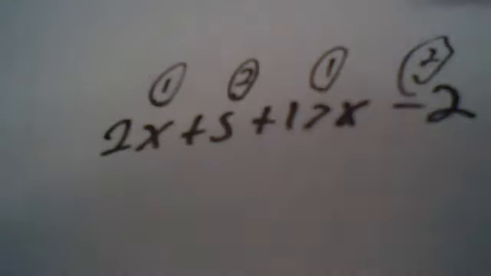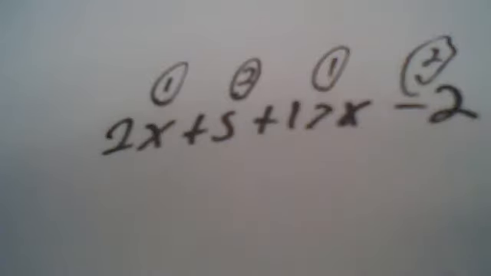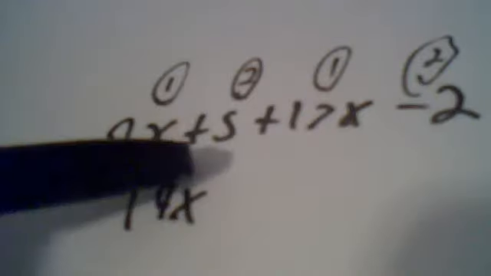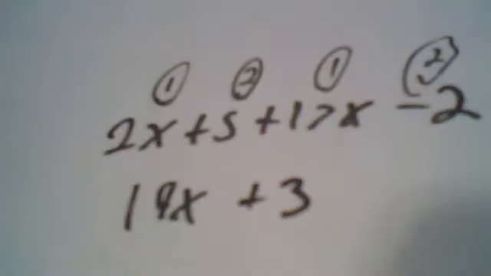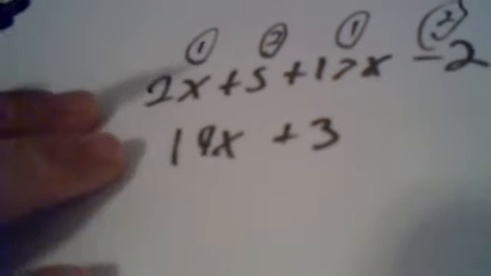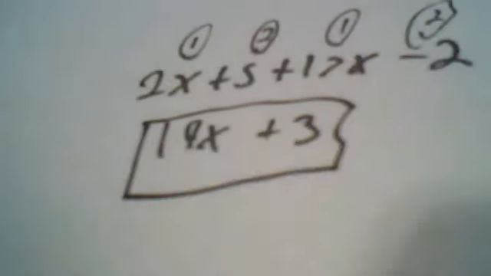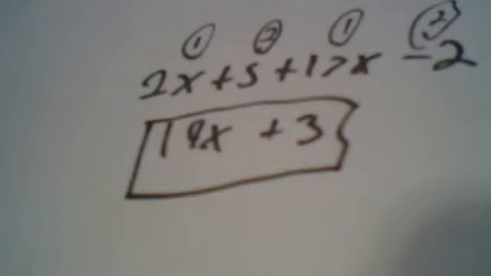So when you add 2x and 17x, because they're positive, you get 19x. And when you add 5 and negative 2, you get positive 3, because you're taking away from something. It's like taking cards away. So our simplified version of 2x plus 5 plus 17x minus 2 is 19x plus 3. And combining like terms is just a faster way of getting a problem solved. That's all it really is meant for.